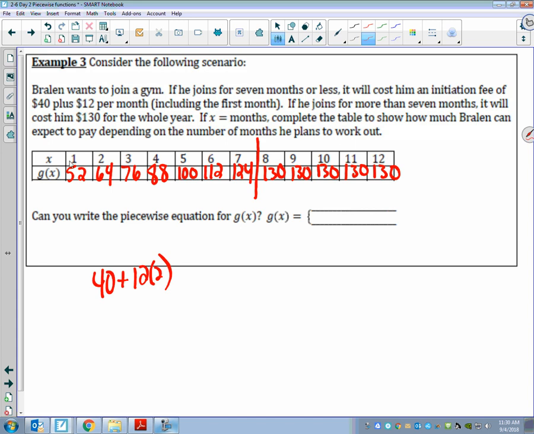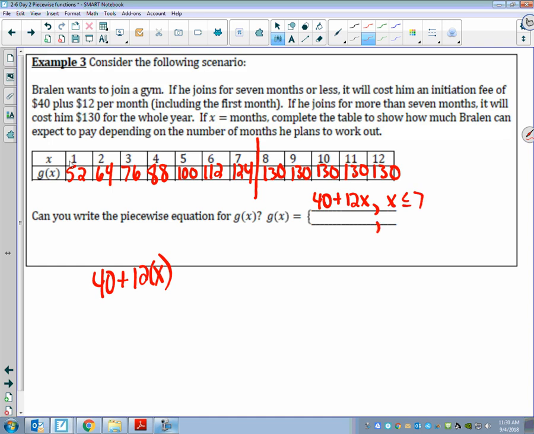So think about what that equation would look like. I definitely agree that we have 2 pieces. What would the first piece be for this equation? If x is the number of months, it would be $40 plus $12 per month. And then we want to say, what's that true for? So that's a comma. That's true for 7 or fewer months, so that's when x is less than or equal to 7.